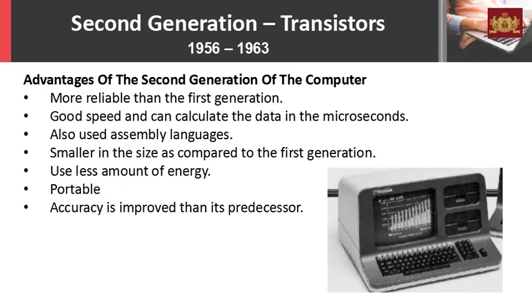Advantages of the second generation of the computer: more reliable than the first generation. Good speed, and can calculate data in microseconds. Also used assembly languages. Smaller in size as compared to the first generation. Use less energy. Portable. Accuracy is improved over its predecessor.